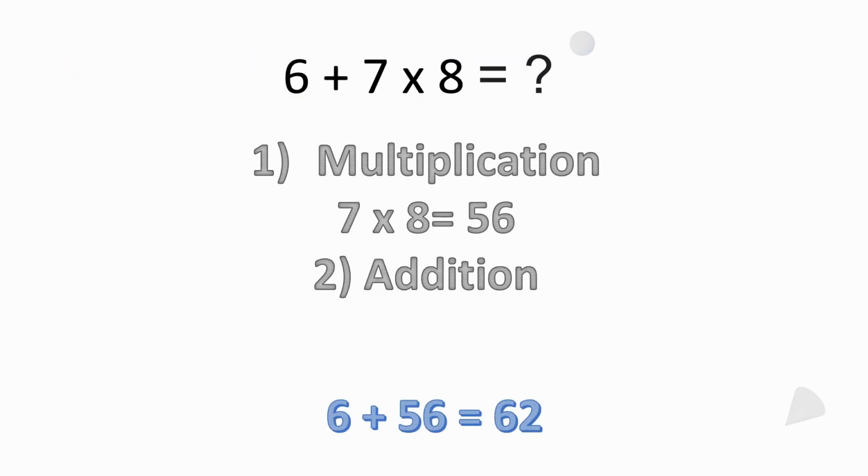So following the order of operations, we see we have no parentheses, we have no exponents. We do have multiplication. We don't have any division. So this one's pretty easy. We have 7 times 8 equals 56. Then we move to addition. We don't have any subtraction, so we do have some addition. So we have 6 plus 56 equals 62.